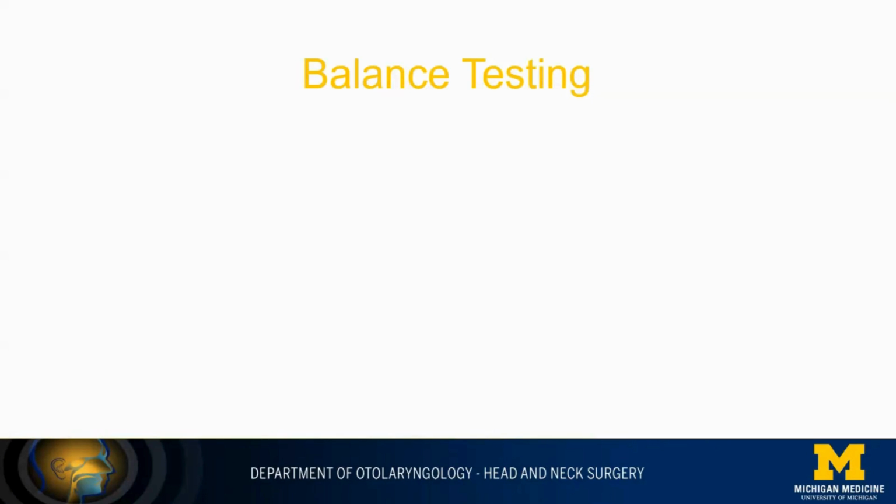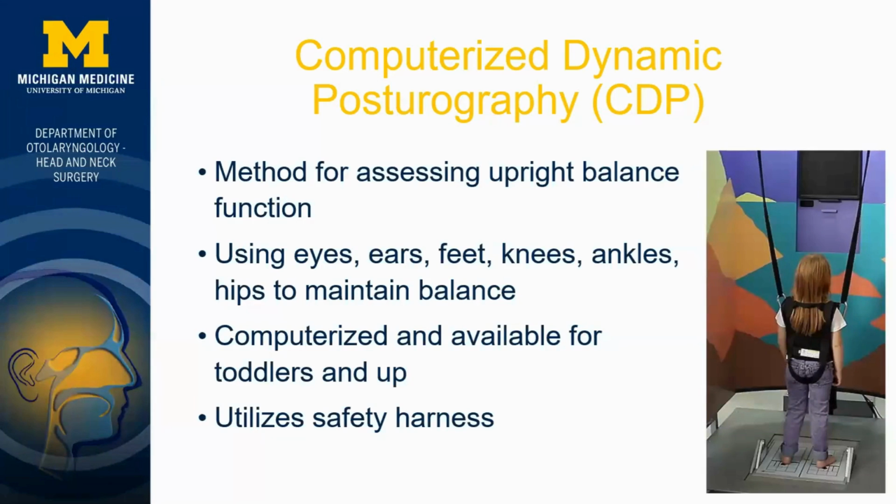So I'm going to move on to balance testing now. In our clinic, we have a couple of different balance tests that we routinely do. One would be computerized dynamic posturography. This is the classic piece of equipment. You see the picture down there with the little girl. I think most people have seen this piece of equipment. So this is a method for assessing upright balance function.